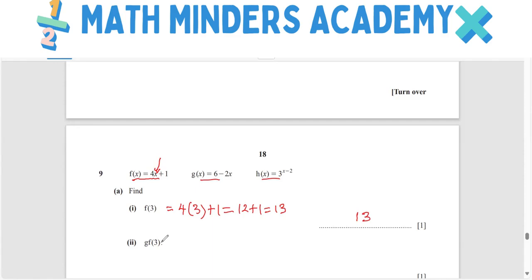Since we know f of 3 is 13, this is g of 13. So we go to the g function and replace x with 13. So this is 6 minus 26. So this is minus 20.